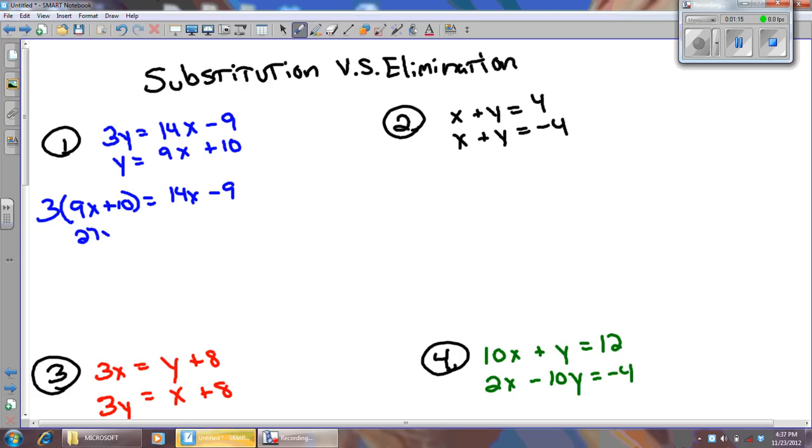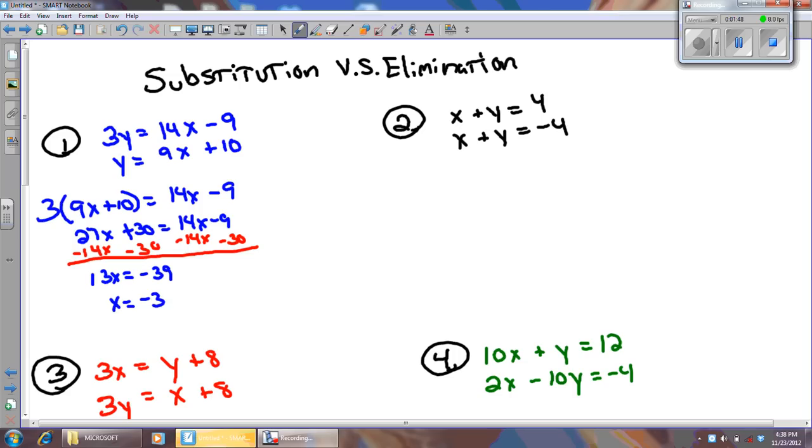Distributing the 3 will give me 27x plus 30, and that'll equal 14x minus 9. I'm going to get all my x's on one side and all my constants on the other, so I'm going to subtract 14x in 2 places. Then I'm going to subtract 30 in both places. And my new equation is going to be 13x, which is going to be equal to negative 39. Divided by 13, I'll get that x is negative 3.